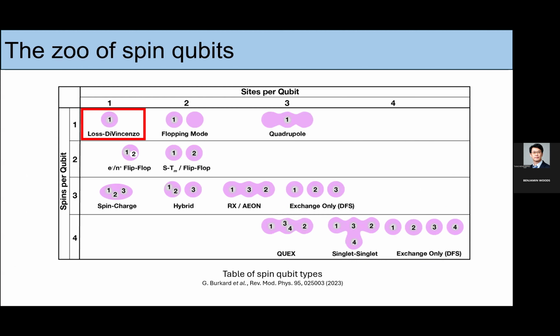All right, so now that we've talked about the charge qubit and motivated thinking about the spin qubit, let's then dive into the simple type of spin qubit, known as a Loss-DiVincenzo qubit.